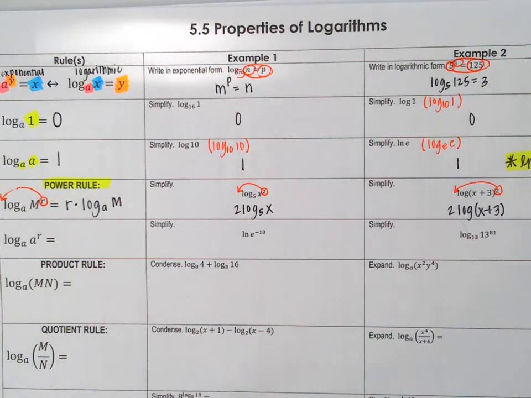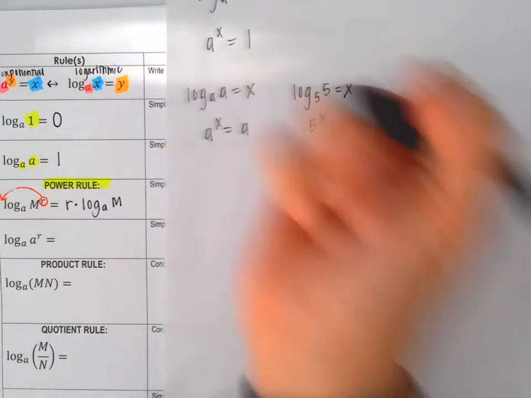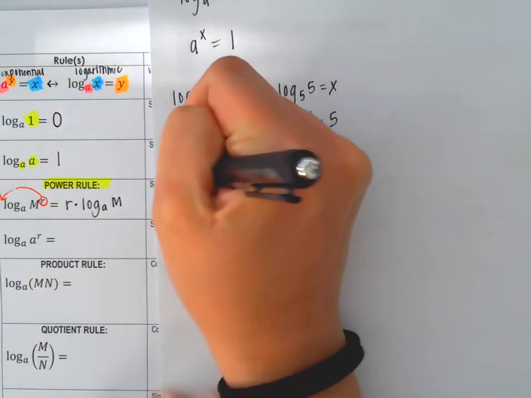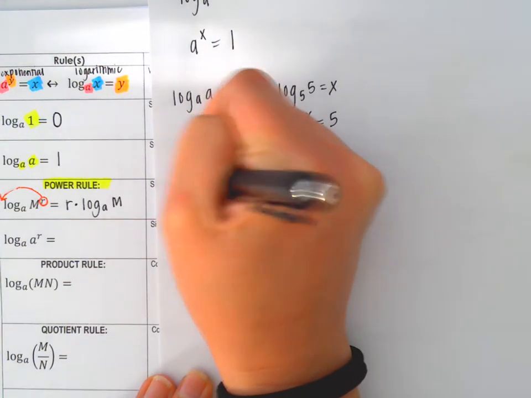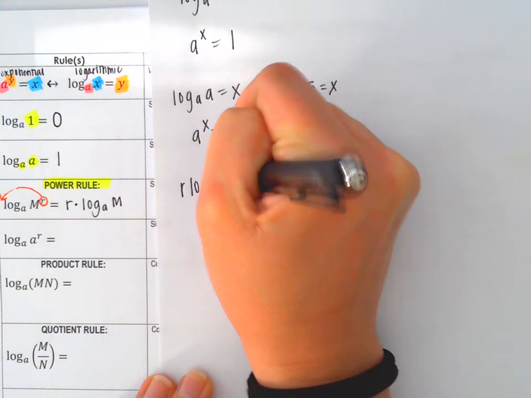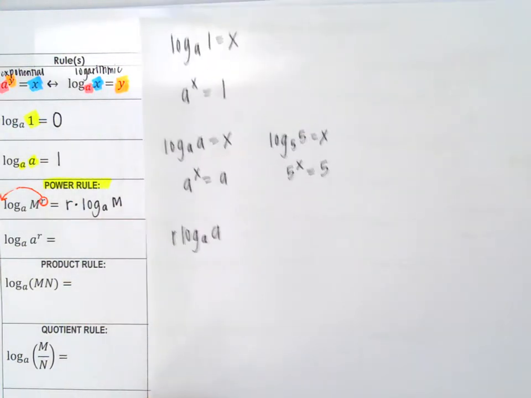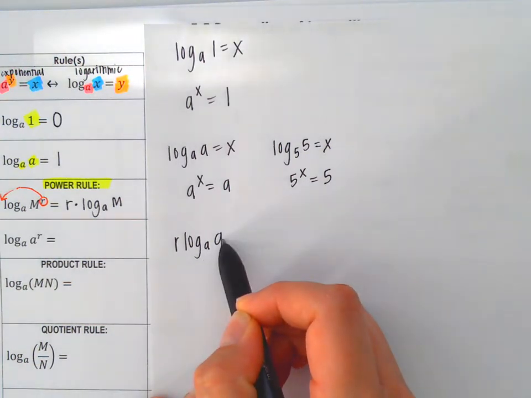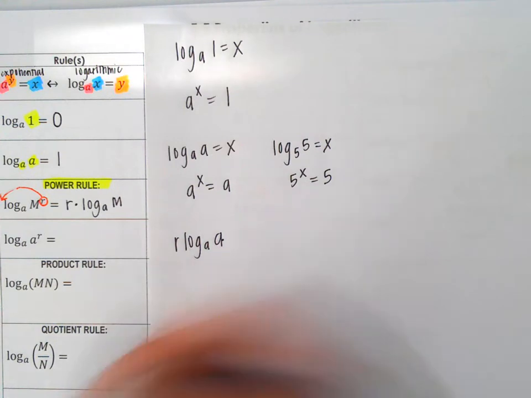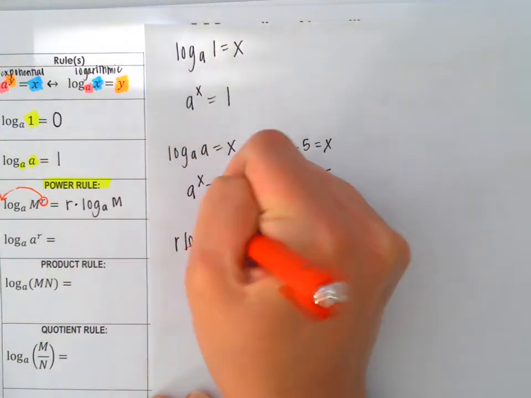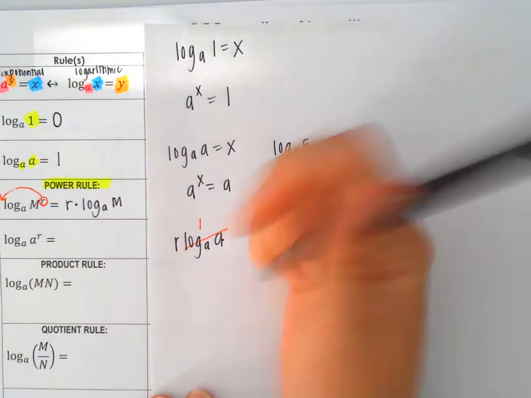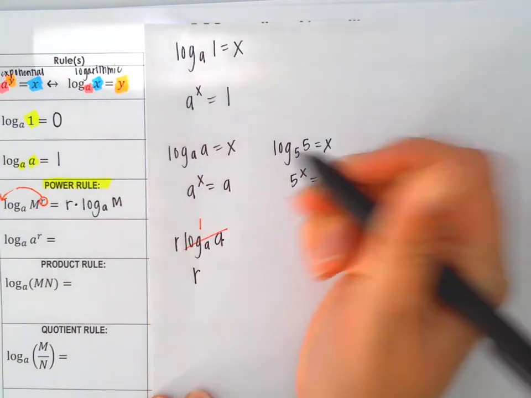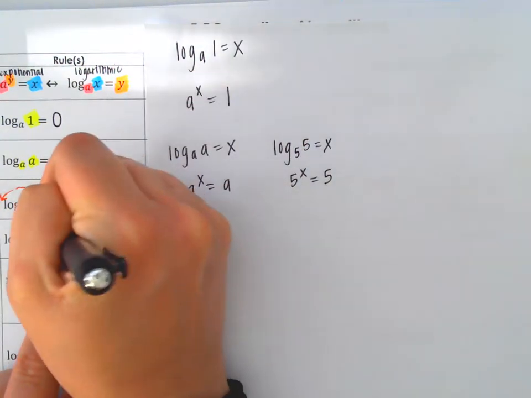Okay, so if you hopefully thought about it, I'd first apply the power rule. So this would become r log base a of a. And what do we know happens when the base and the argument are the same? What does it cancel out to be? Well, it cancels out to be 1. And so r times 1 is just r. So this rule is r.